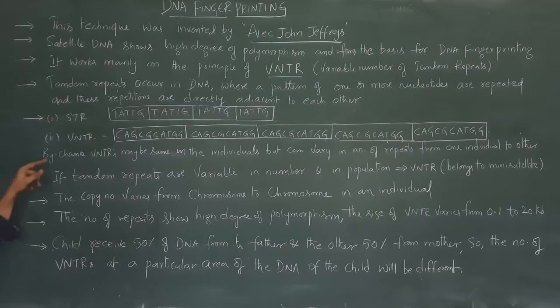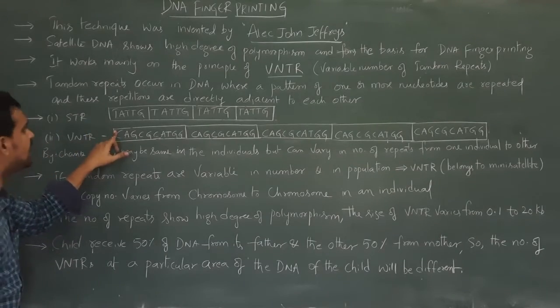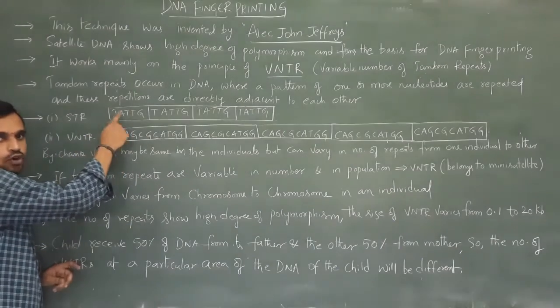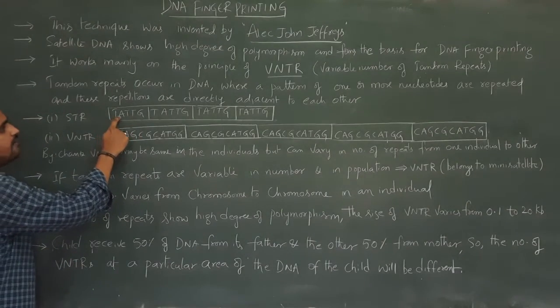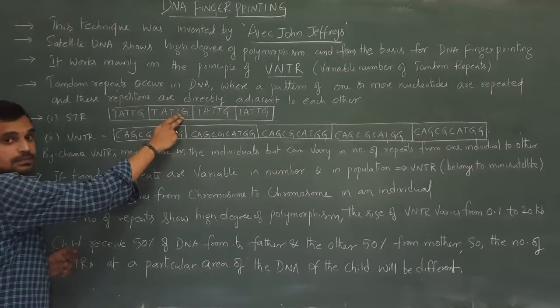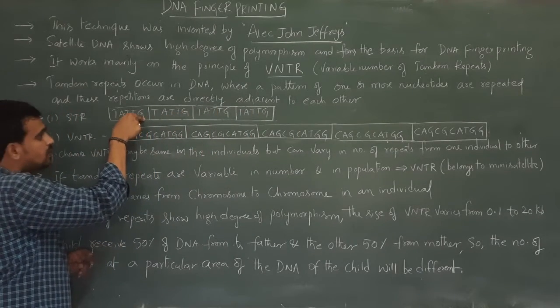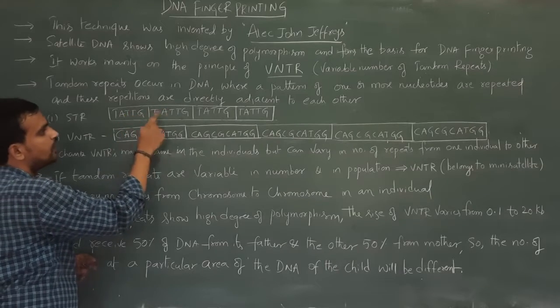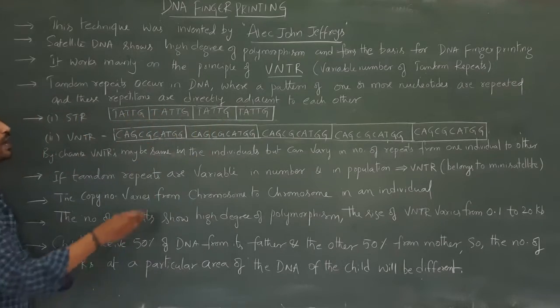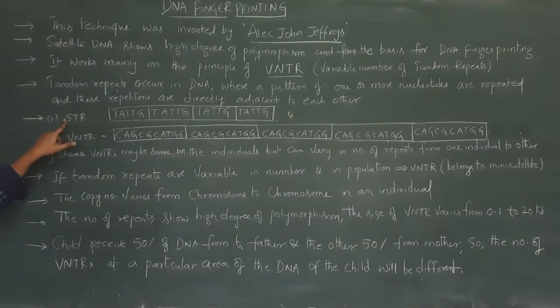We will see here. In the case of a short tandem repeat, which comes under microsatellite, the number of base pairs will be 1 to 10. Here I have taken only 5 bases, 1, 2, 3, 4, 5 bases. And how many times is the tandem repeat repeated here? That particular DNA sequence is repeated how many times? 1, 2, 3, 4. Four times it is repeated in the case of this STR. I have just given an example.